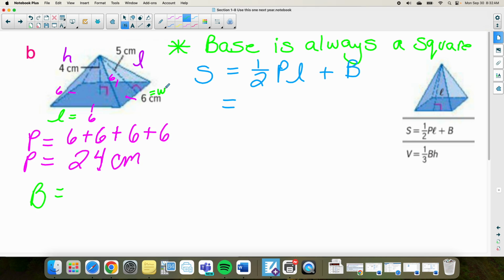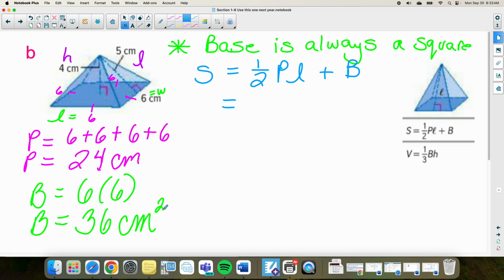Or I also wrote on the previous page, you could think of each of these as S's because they're the sides and they're all equal. And it would be side times side. Either way you can think of it like that. So we're gonna go 6 times 6, which is 36. And that is my area of my base.